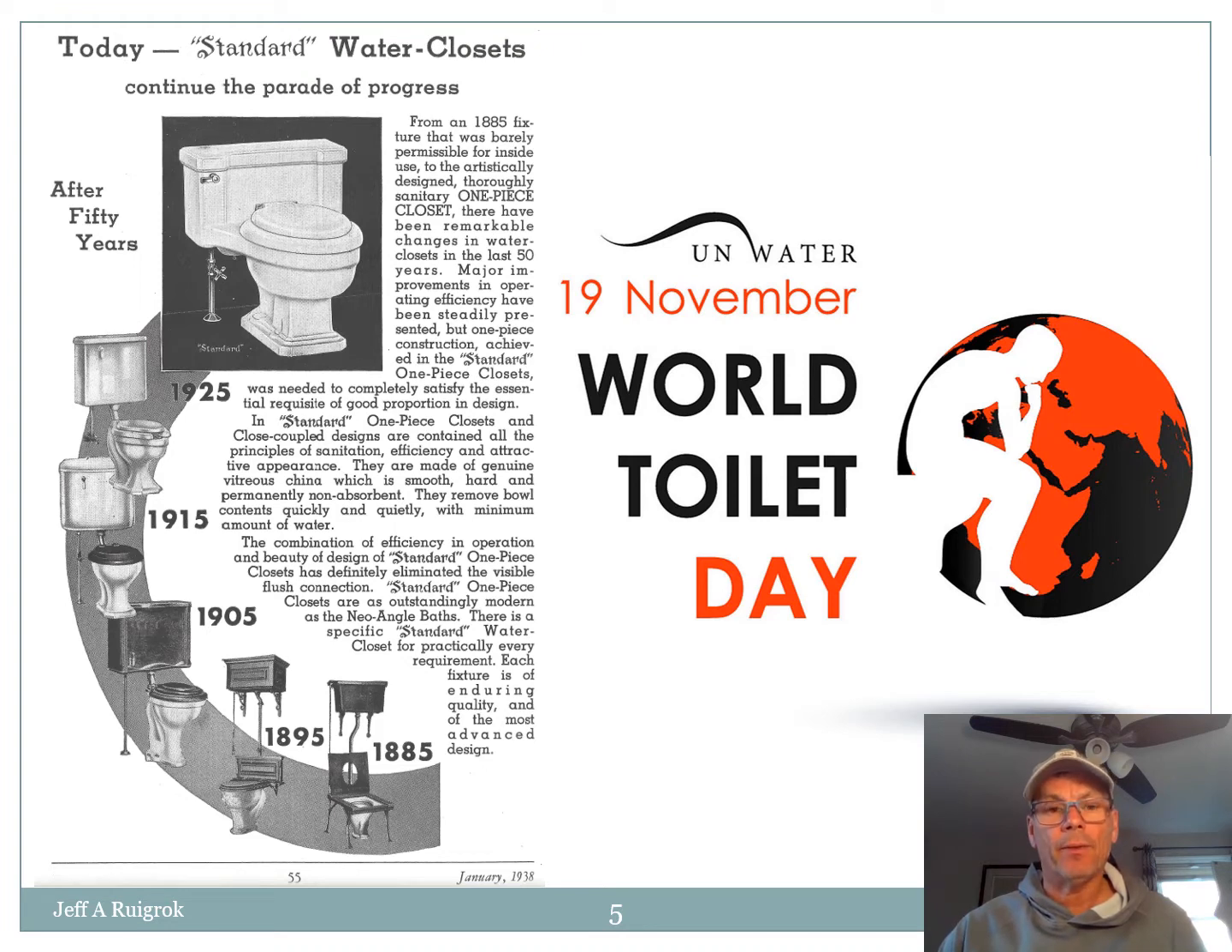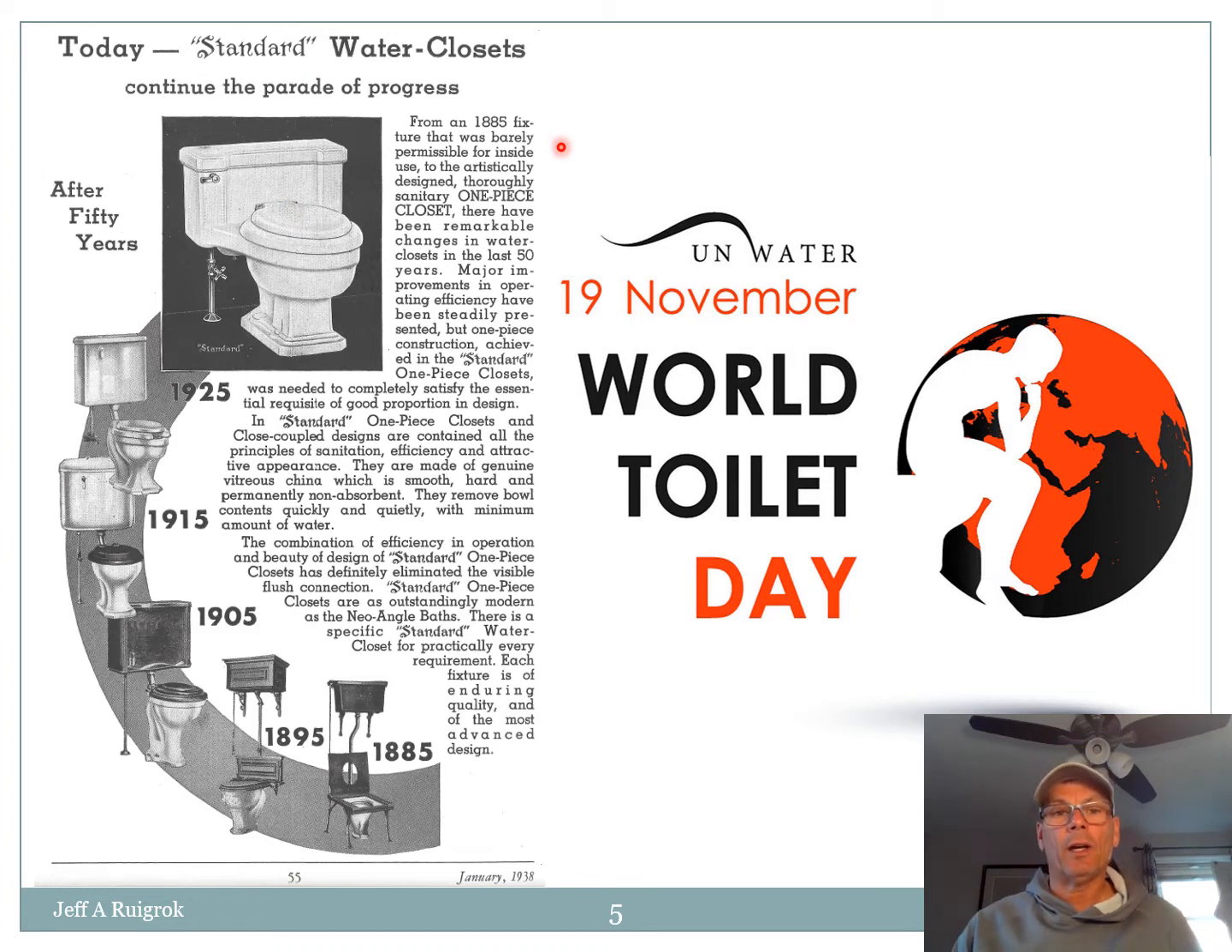In this particular slide, we have from 1938, what's called the one-piece closet. We'll talk about close coupled water closets in a moment, but one-piece closets were the tank and the bowl all in one piece of china. You didn't have to assemble the tank to the bowl at all. Those are still available today, but this is, to my knowledge, the first time they had come out, January 1938. And here you can see the evolution of the water closet, 1885 through 1925. And then 1938, the one-piecer.